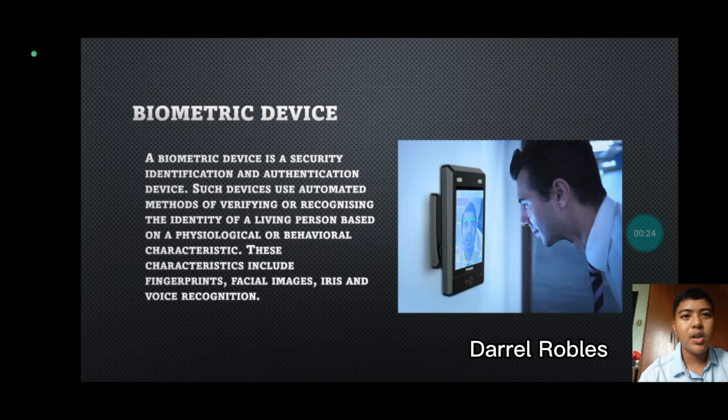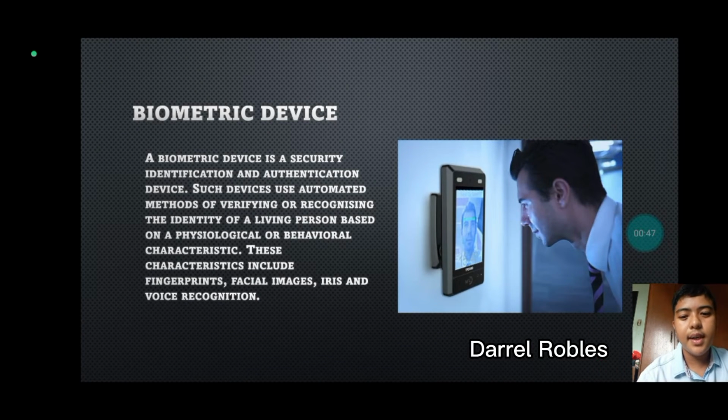Biometric device. A biometric device is a security identification device. Such devices use automated methods of verifying or recognizing the identity of a living person based on their physiological or behavioral characteristics. These characteristics include fingerprints, facial images, iris, and voice recognition.